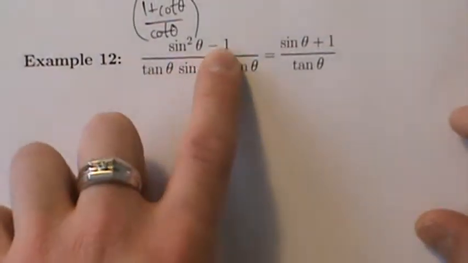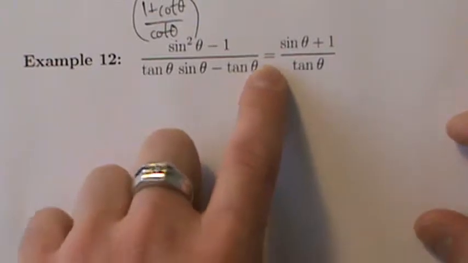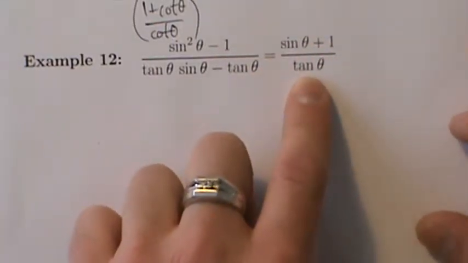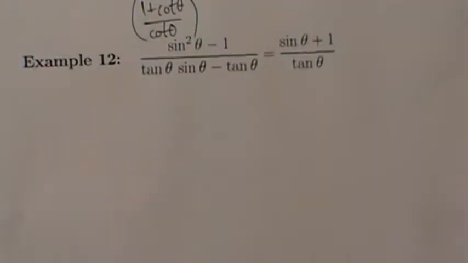So look at this. Sine squared of theta minus 1, all divided by tangent of theta sine of theta minus tangent of theta equals sine of theta plus 1 over tangent of theta. So we want to establish this identity. Terrible, terrible, what a mess. It's actually not going to be that bad though, which is nice.